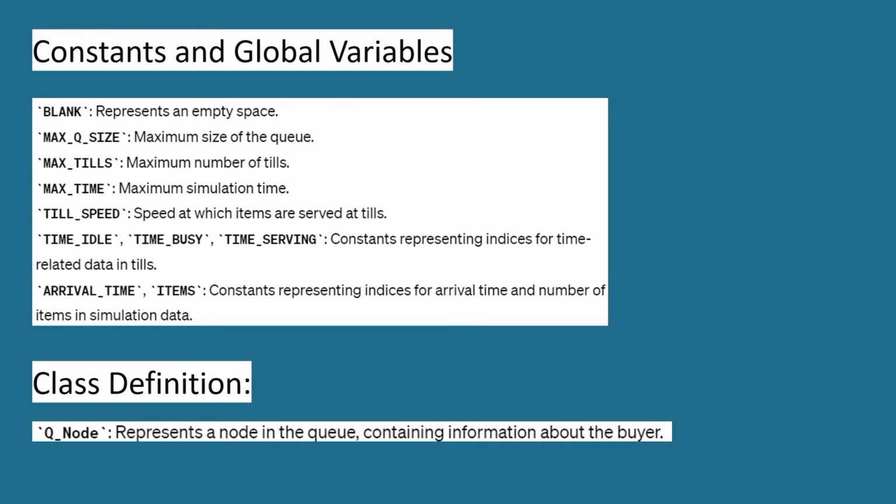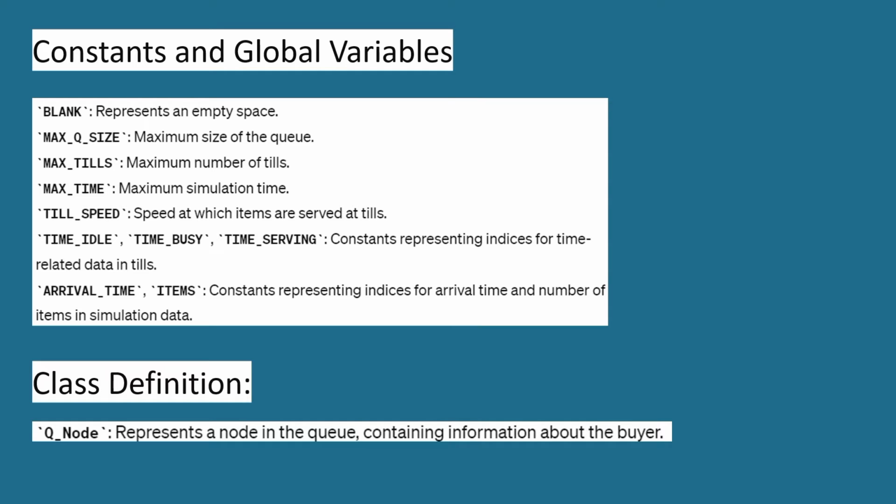Okay, so here are some constants and global variables which are declared at the top of our code. So we've got blank, which represents an empty space. Max queue size is the maximum size of the queue. Max tills is the maximum number of tills. Max times is the maximum simulation time. Till speed is the speed at which the items at the tills are served.